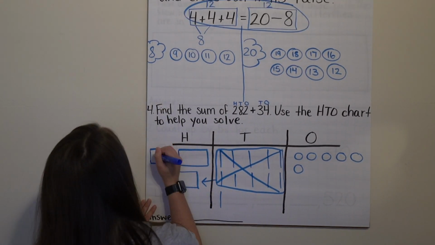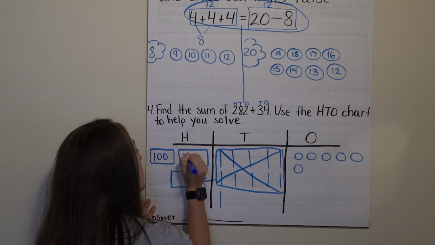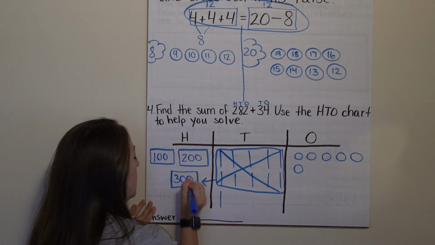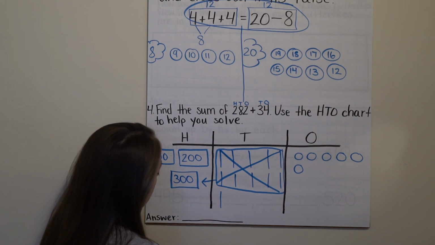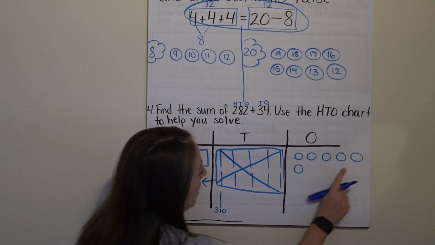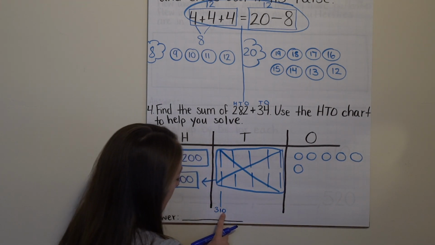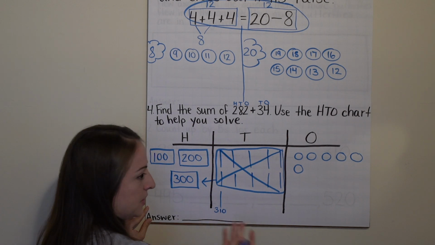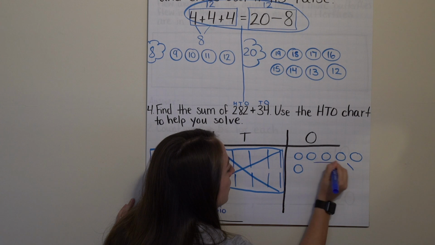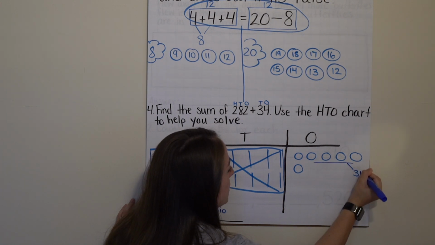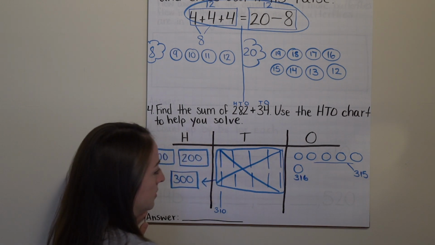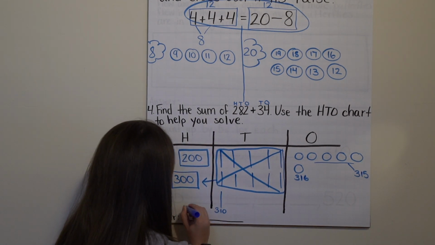Okay, 100, 200, 300, I'm counting by tens now, so 310. I know I have 5 here, so I'm just going to add 5 more to 10. 10 plus 5 is 15, so I know that this whole thing is 315. And then 1 more would be 316.